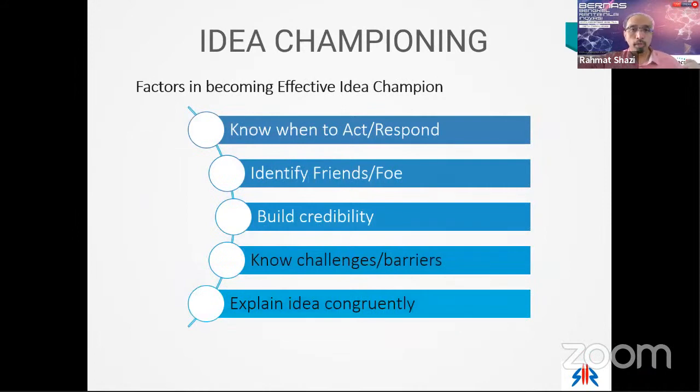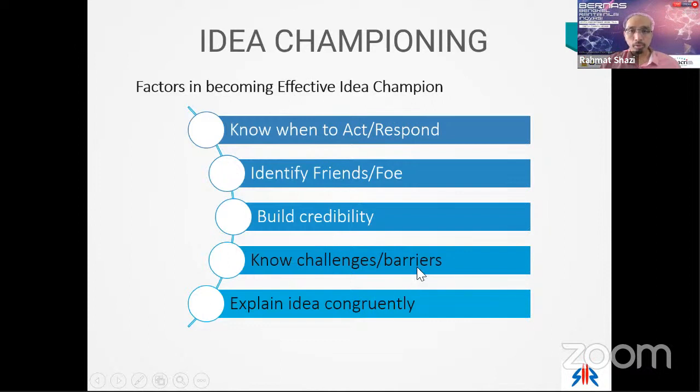So I want to actually recap what you just mentioned. Know when to act and respond. Identify friend or foe, because there will be people who block your presentation or your move forward to get the ideas across. You build credibility. You are credible. You have the capability. You have the integrity and you have the humanity.